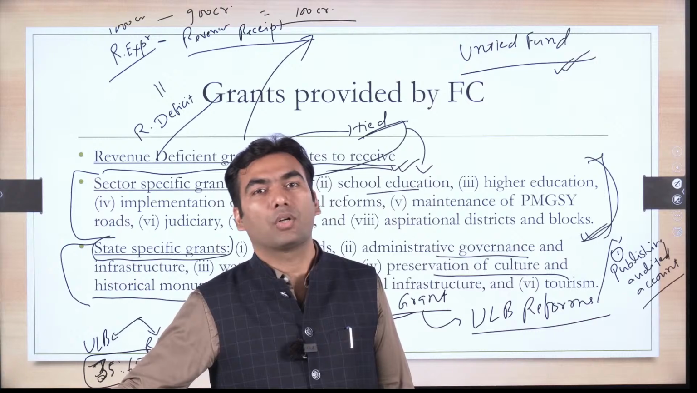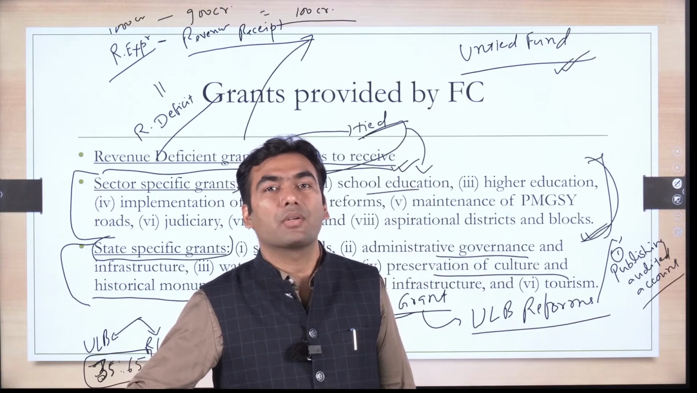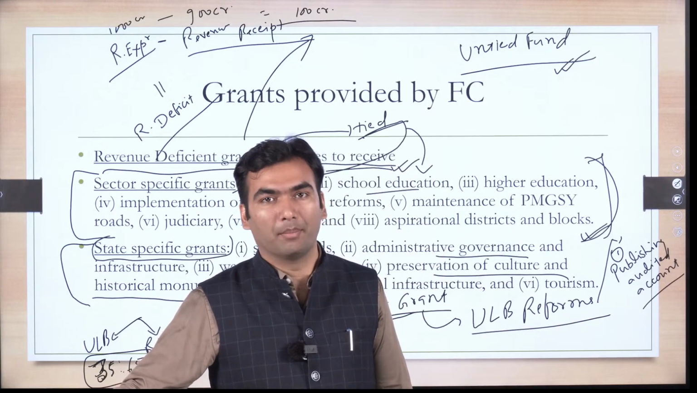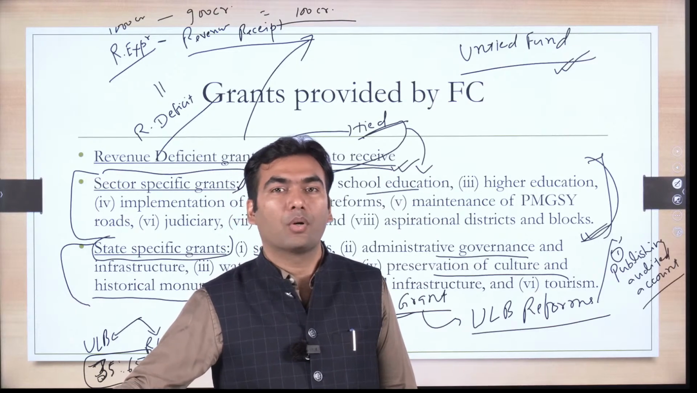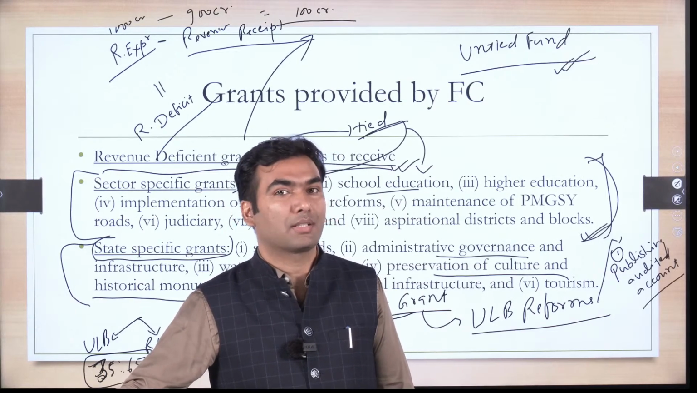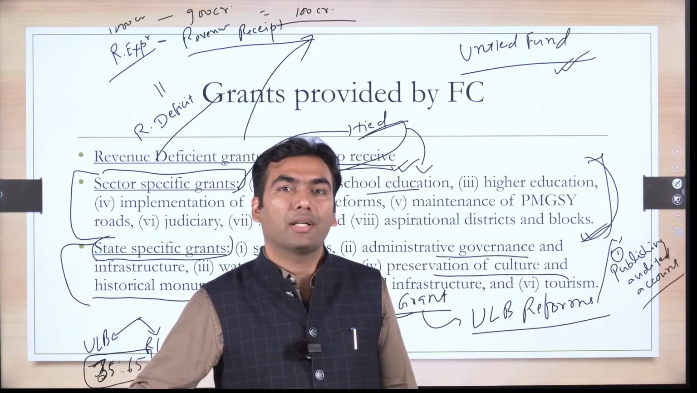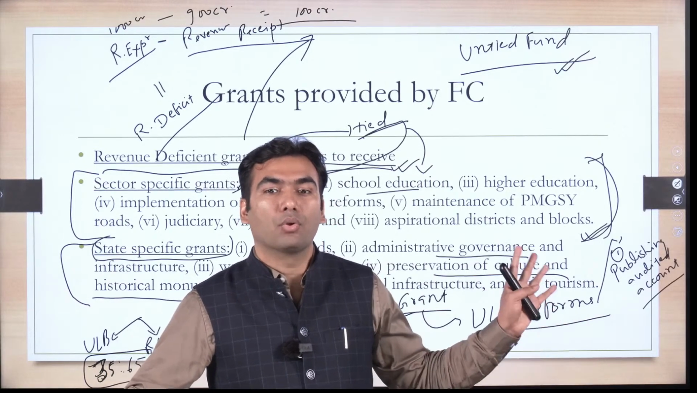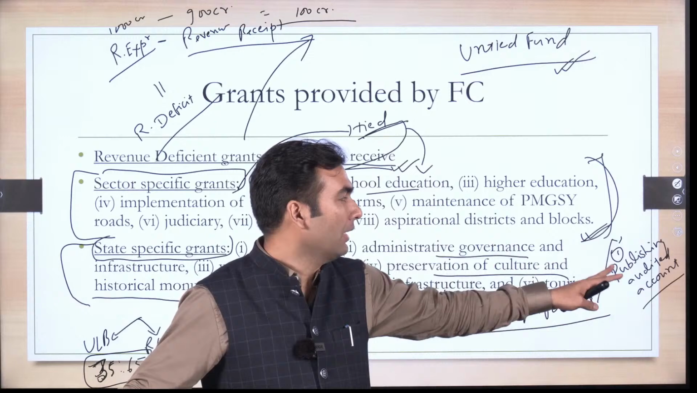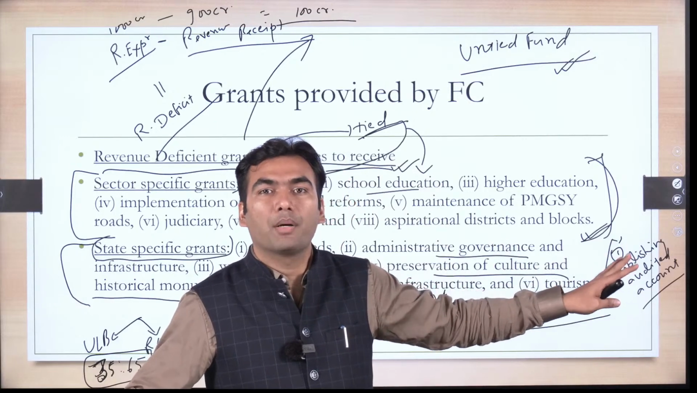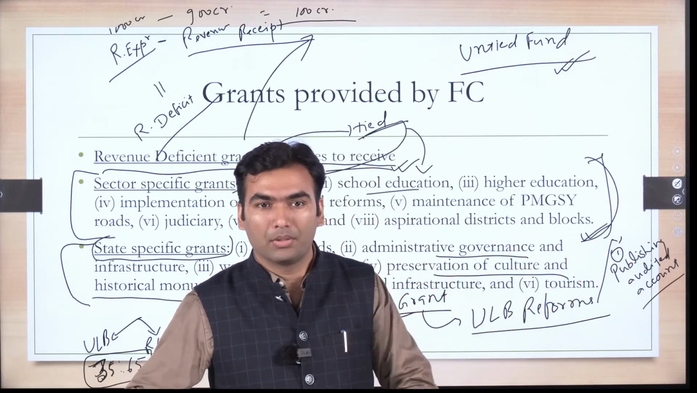CAG only conducts audit of a local body if it is requested by the state government. Otherwise, local bodies can have their own auditor, or the state government can appoint an auditor to audit the accounts of local bodies. So, the first thing is that they should get their accounts audited and publish their audited accounts.